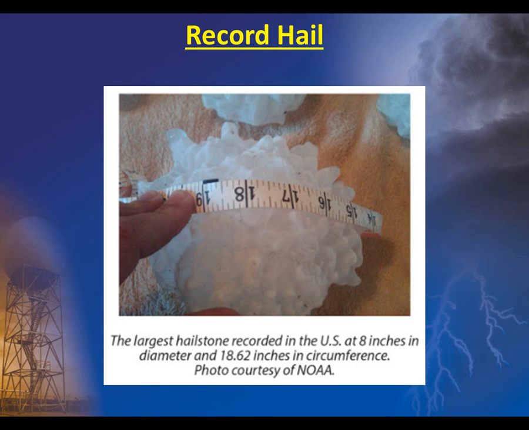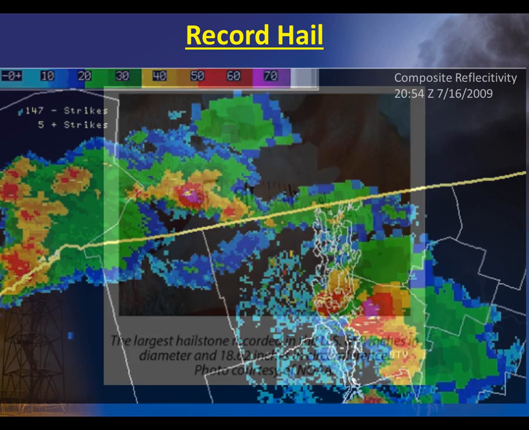The largest hailstone in terms of diameter and weight ever recorded in the U.S. fell on July 23, 2010, in Vivian, South Dakota. It measured 8 inches in diameter and 18.62 inches in circumference, weighing in at 1.93 pounds.